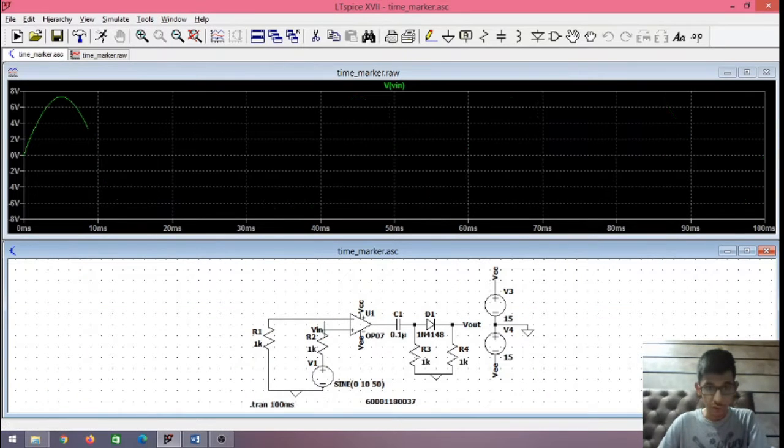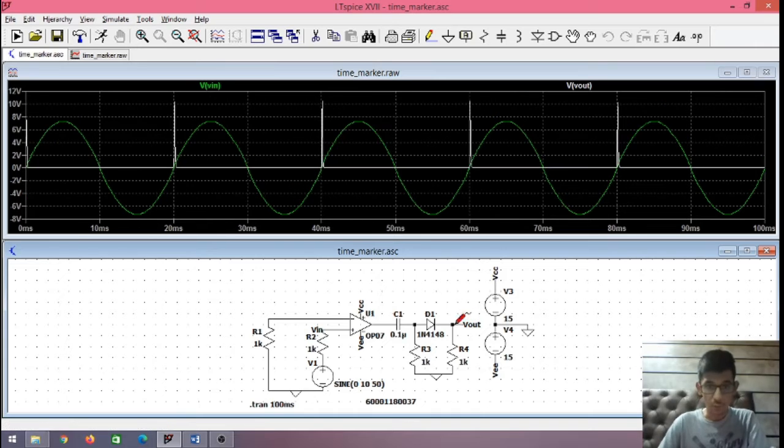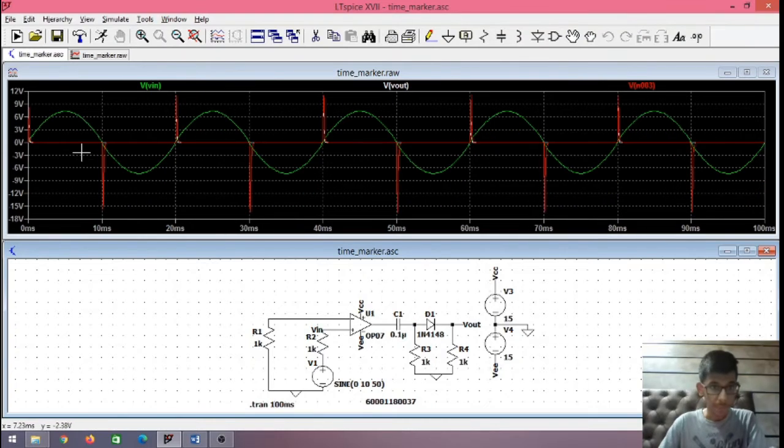So this is our input and this is our output. We see that there are positive spikes for a whole complete cycle, then again for another cycle there is another positive spike. So here it differentiates the output and keeps the positive.